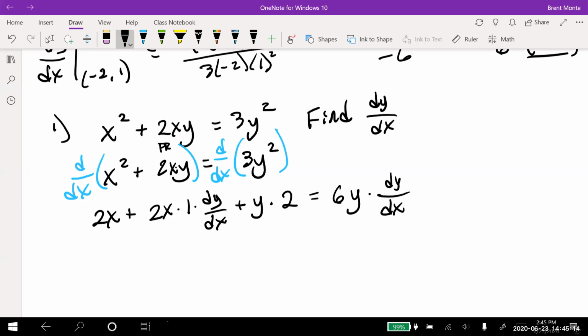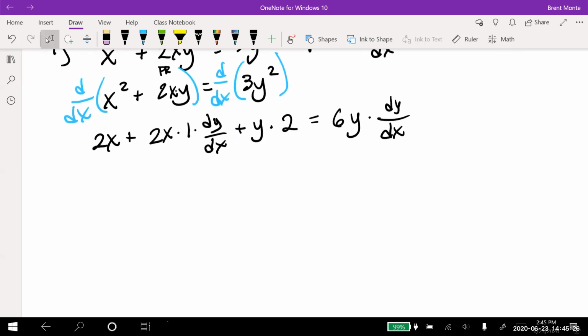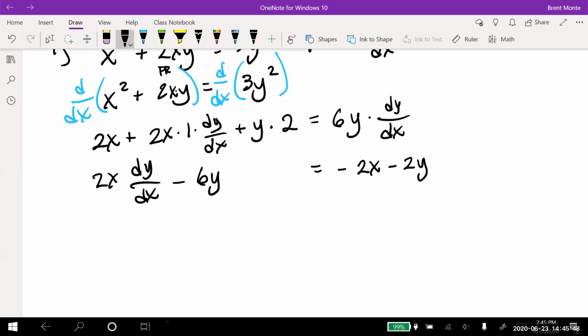The key is we need to get them on the same side and factor out the dy dx. So anything that doesn't have a dy dx, we want on the other side. So watch what I'm going to do. This 2x that I have to begin with, I'm going to move it to the other side. It's going to become a -2x. So I subtract it. The y times 2 at the end, I want to subtract that also. So I'm going to do a -2y. Now, I've got this 2x dy dx. I'm going to bring that 6y dy dx over, so I'm going to subtract it from both sides, and I get a -6y dy dx.